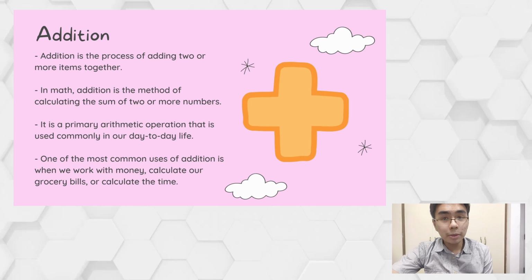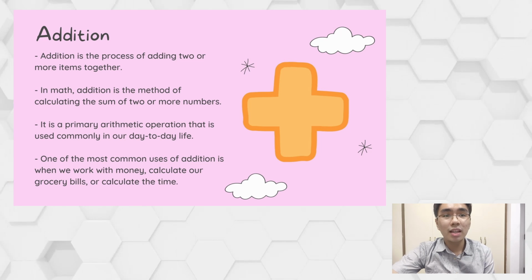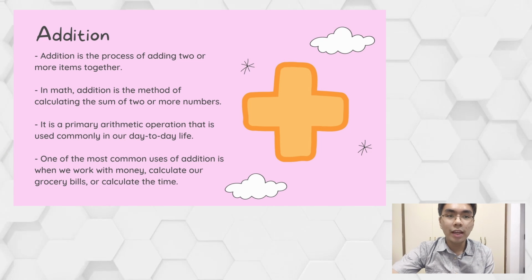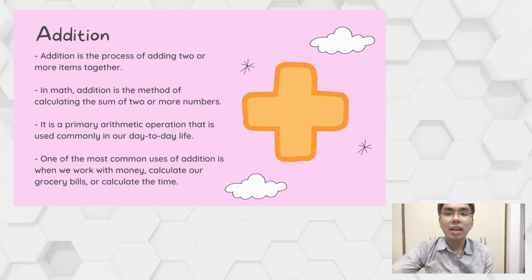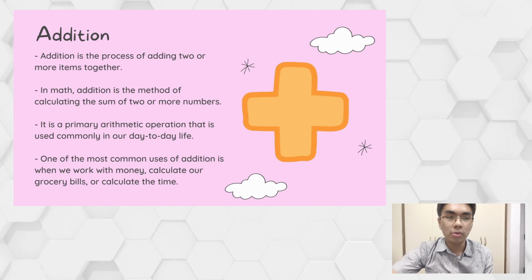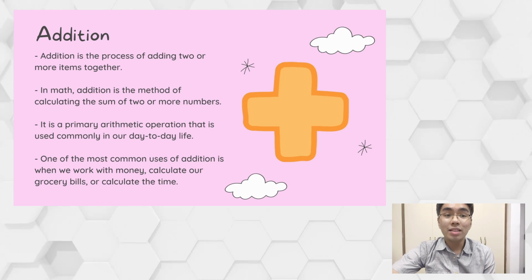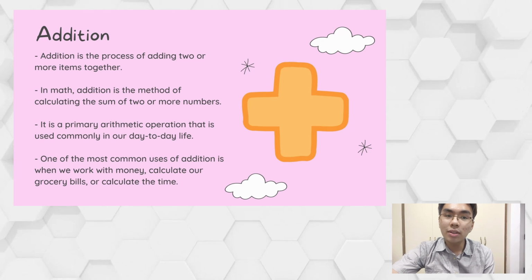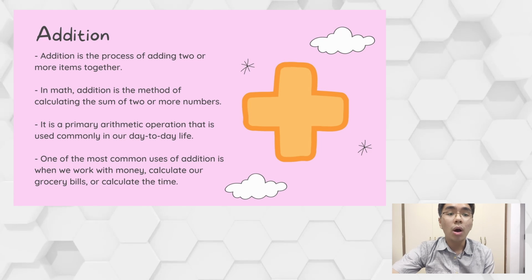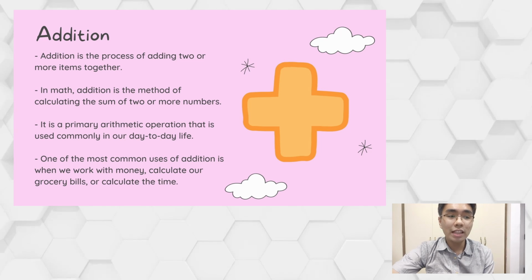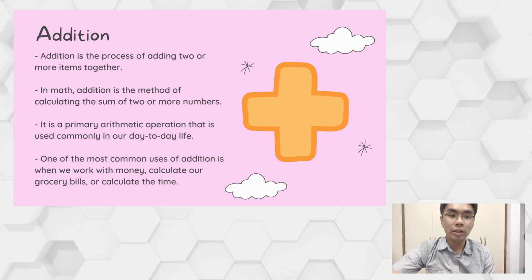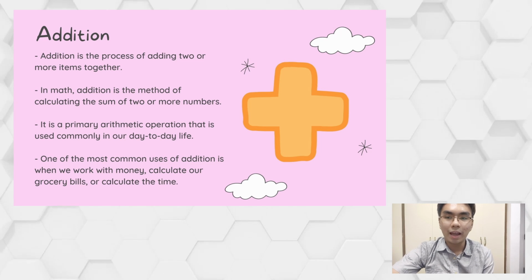For the first operation, which is addition. Addition is the process of adding two or more items together. In math, addition is the method of calculating the sum of two or more numbers. It is a primary arithmetic operation that is used commonly in our day-to-day life. One of the most common uses of addition is when we work with money, calculate our grocery bills, or calculate the time.